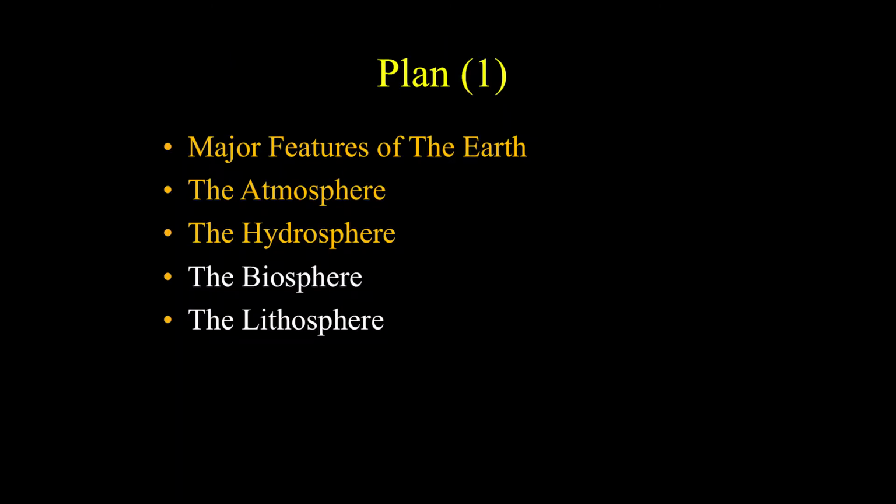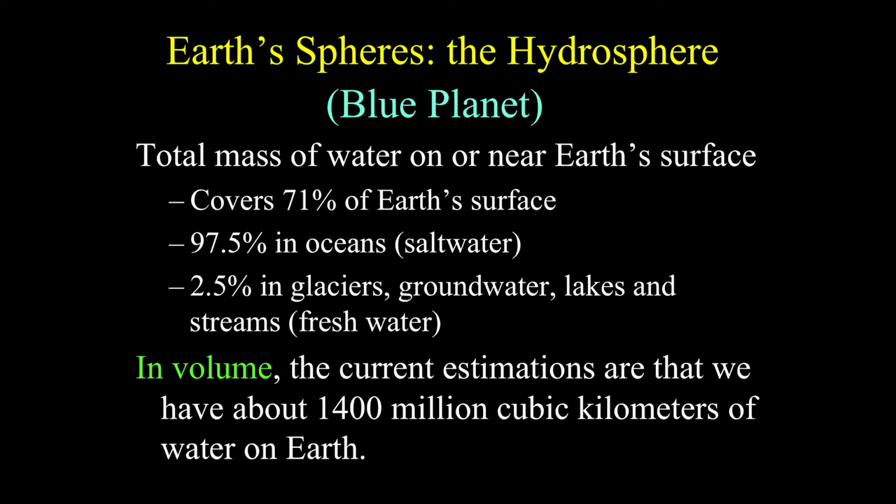Let's now move to another Earth sphere, the Hydrosphere. It is also known as the blue planet. It describes the total mass of water on or near the Earth's surface. Basically, water covers 71% of the Earth's surface. Therefore, you are more likely to find minerals that you may be looking for below the ocean rather than inland.